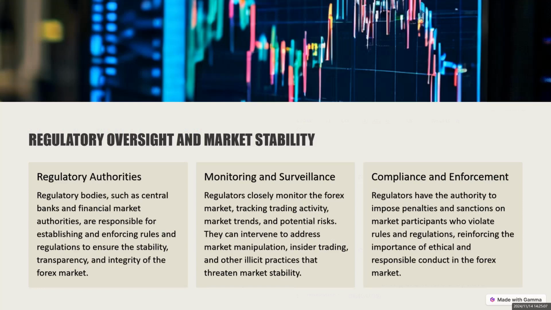Regulatory oversight is critical for market stability. Regulatory bodies like central banks enforce the rules to prevent manipulation and ensure market transparency. They engage in market surveillance to monitor trade activities. This vigilance is critical, as the forex market's decentralized nature could otherwise lead to unchecked practices. And sanctions are applied to violators to maintain ethical standards, creating a trustworthy trading environment.